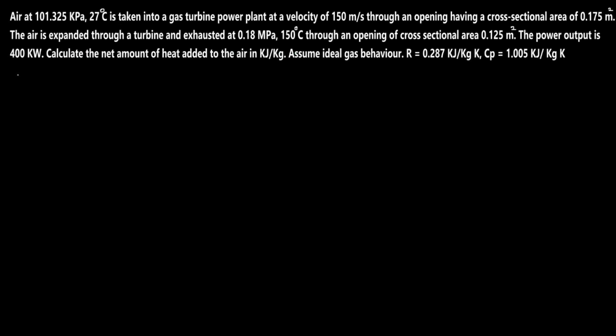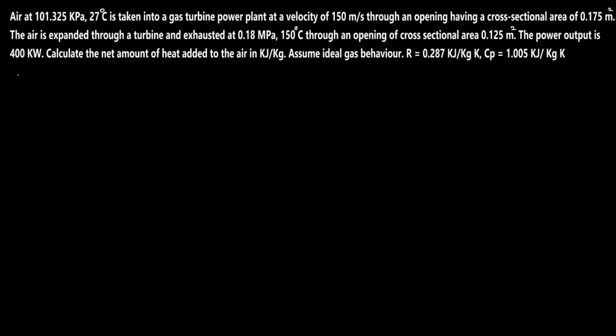Air at 101.325 kilopascals and 27 degrees Celsius is taken into a gas turbine power plant at a velocity of 150 meters per second through an opening having a cross-sectional area of 0.175 meters squared. The air is expanded through a turbine and exhausted at 0.18 megapascals and 150 degrees Celsius through an opening of cross-sectional area 0.125 meters cubed. The power output is 400 kilowatts. Calculate the net amount of heat added to the air in kilojoules per kg.